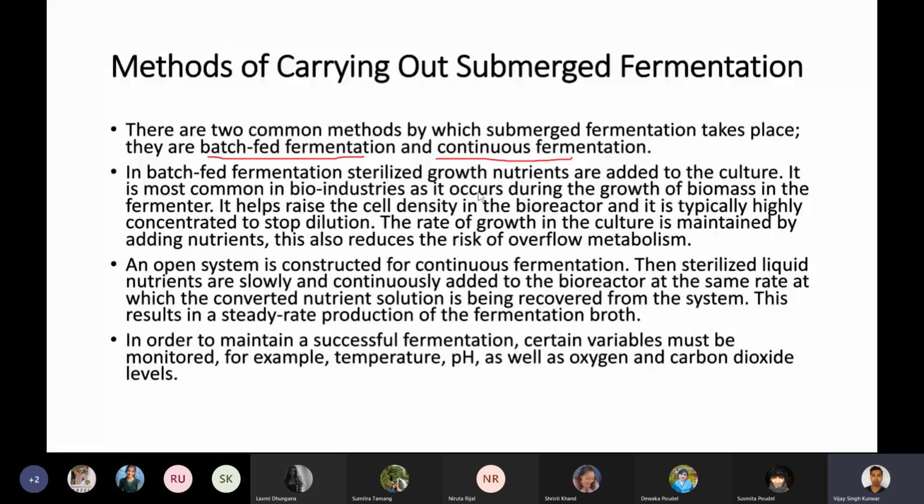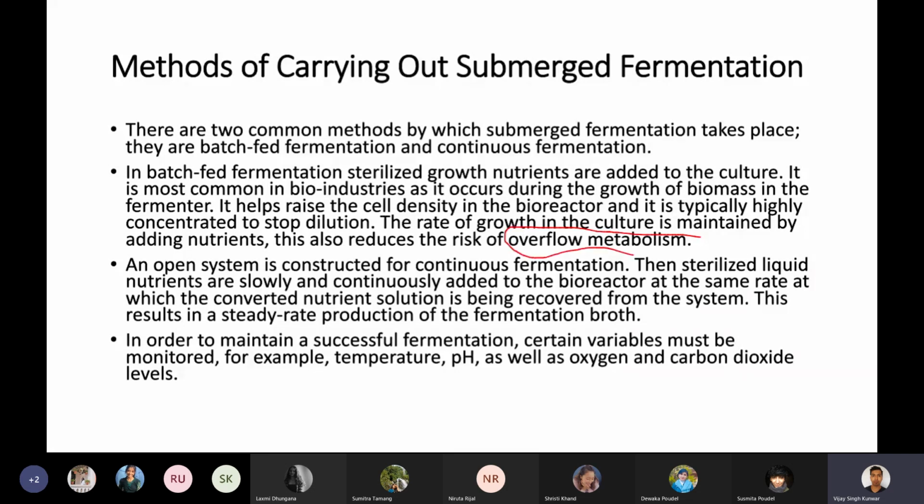Cell density: we have added a very little inoculum into the nutrient media in the bioreactor, so cell density increases, right? And it's typically highly concentrated to stop dilution. The rate of growth in the culture is maintained by adding nutrient, and it also reduces the risk of overflow metabolism. So there is always this risk of overflow metabolism. For example, alcohol production is overflow metabolism.